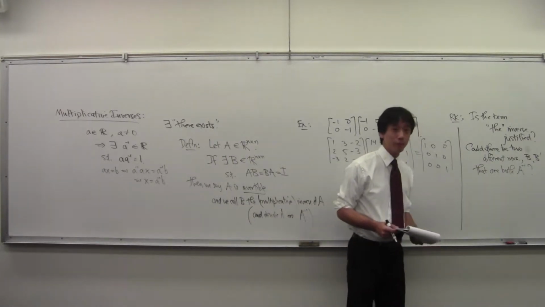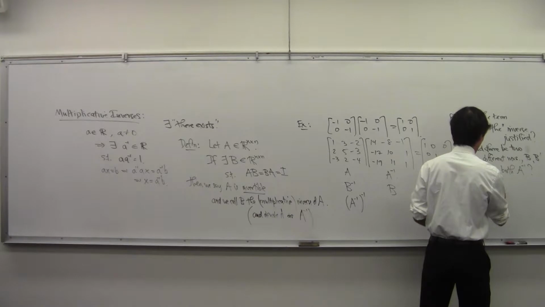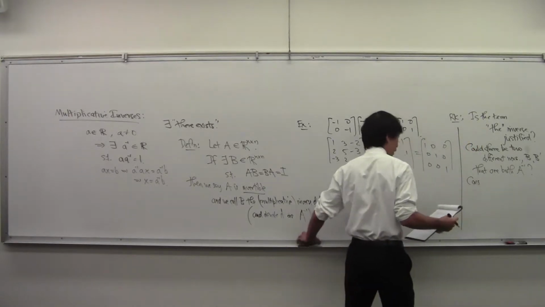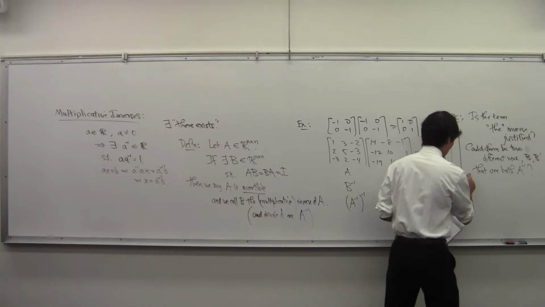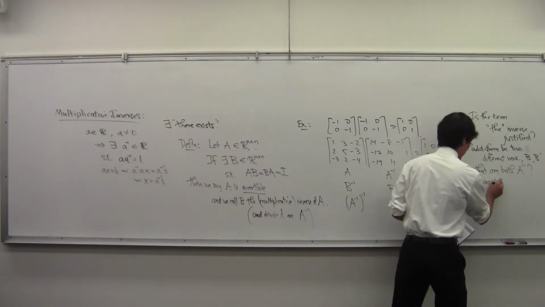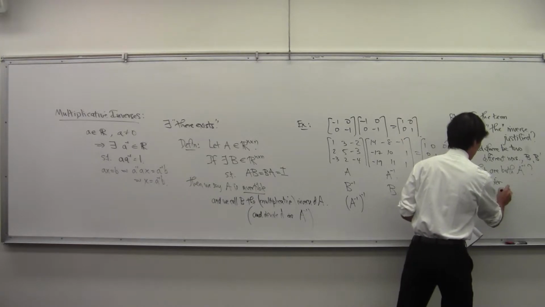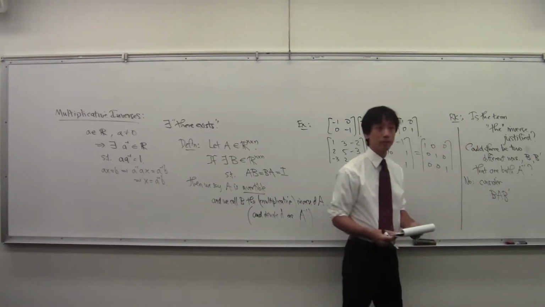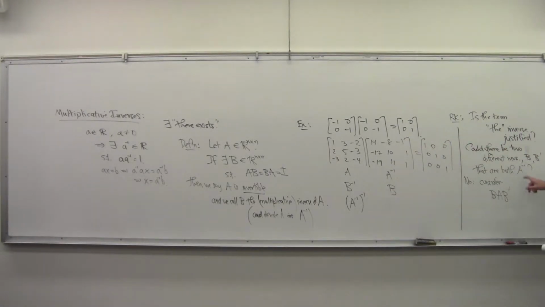And the book gives a sort of funny argument to show that this couldn't happen. They say, well, the answer is no. Consider this product, B A B prime. Suppose there are two guys and they both act like A inverse, right? When you multiply by them, you get the identity matrix. So that tells you that B times A is the identity matrix. But you also know that A times B prime is the identity matrix. Suppose B and B prime are both inverses.